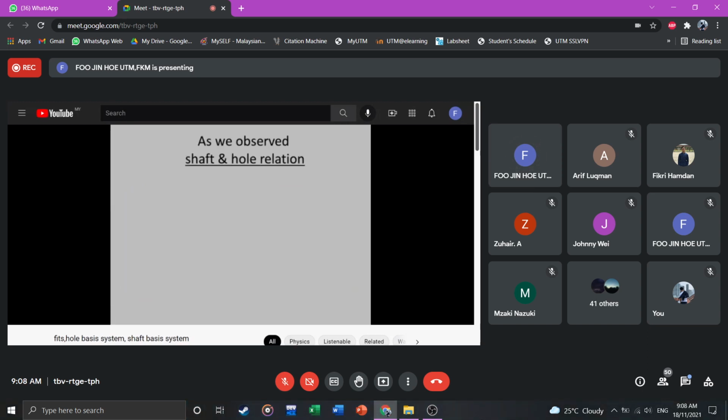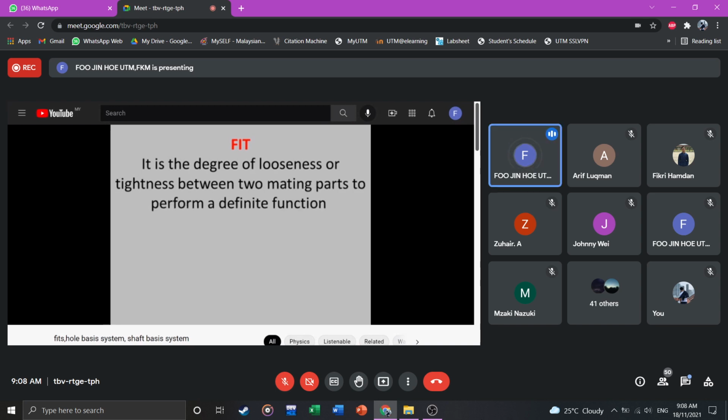As we observe, the shaft and hole relation in case 1 is very loose, in case 2 it is loose, and in case 3 it is tight. The requirement of looseness or tightness of an assembly changes according to the function of the assembled mating components. And fit is the degree of looseness or tightness between two mating parts to perform a definite function. Now, fit is classified in 3 categories. Number 1, clearance fit. Second, transition fit. And third, interference fit.